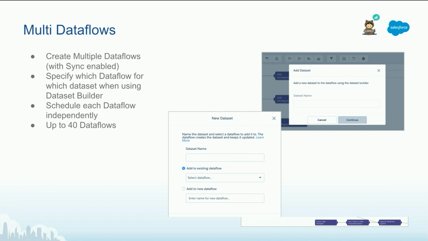With sync enabled, you can run multiple data flows. And by run, I mean create and run. So you have the option to create multiple data flows. And when you are creating a data set, this is where it allows you to specify in which data flow the data set is going to sit. Keep an eye on the release as we get closer to the releases. Specifically, for example, Spring 19, this will be up to a higher number.